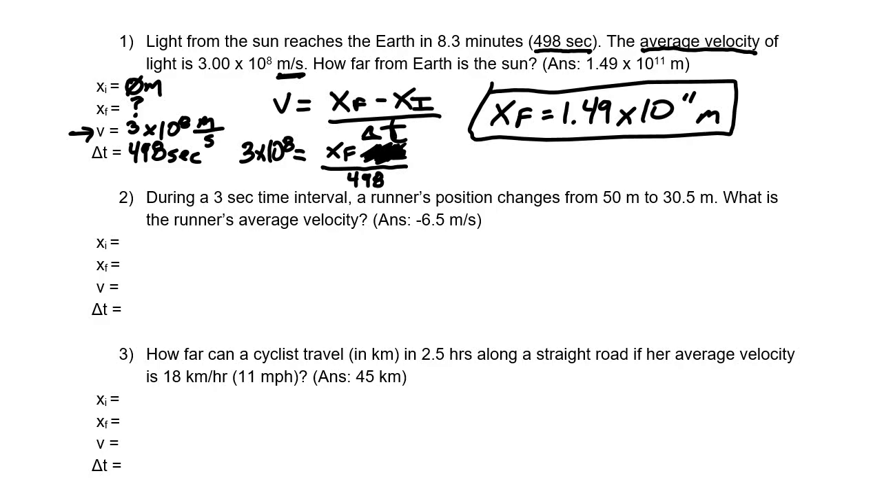So let's go into the next one right now. Problem number 2 says, during a 3-second time interval, a runner's position changes from 50 meters to 30.5 meters. What is the runner's average velocity?